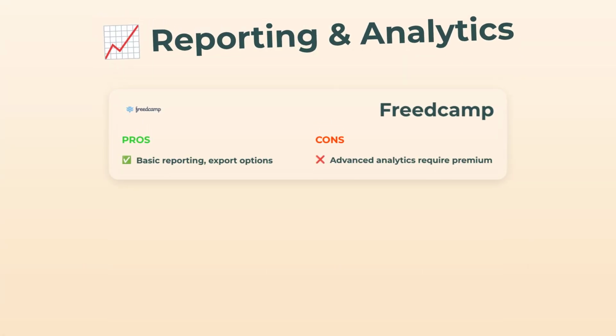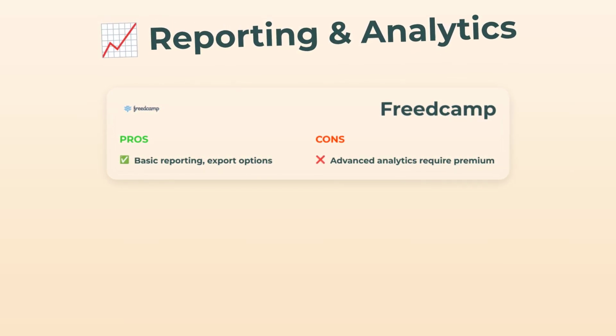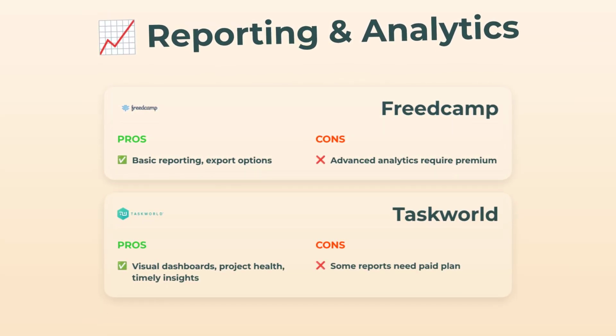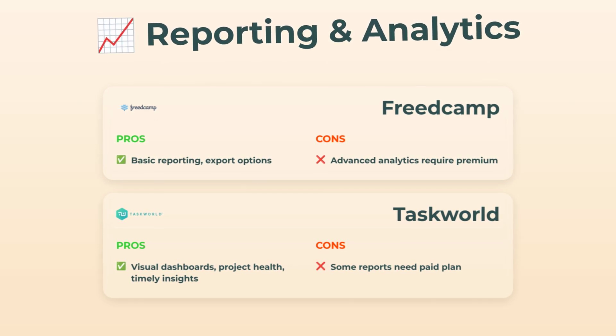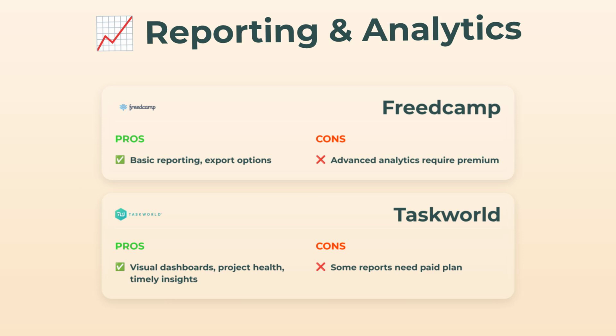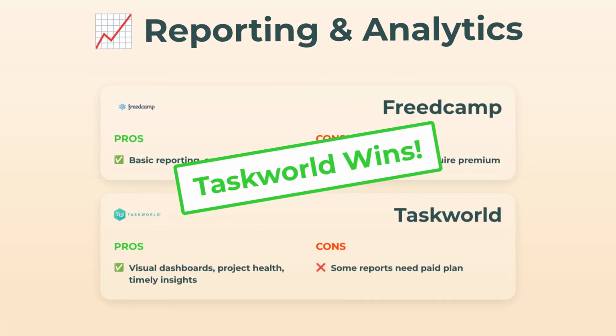Alright, reporting and analytics. This is where Taskworld honestly shines. Their visual dashboards and project health stats are actually useful, not just a wall of numbers. Freedcamp does reports, sure, but for anything more than basic exports, you'll need to pay. Taskworld's insights are just way more actionable if you're a data person, so yeah, Taskworld takes this one.